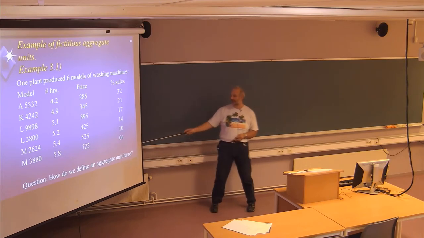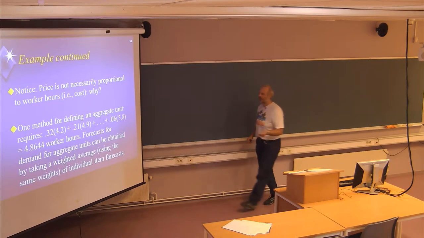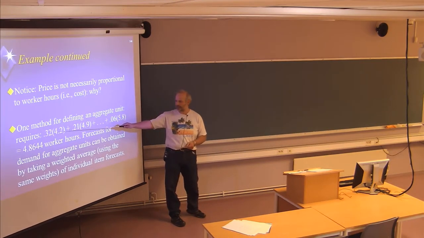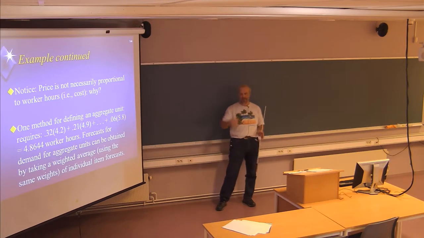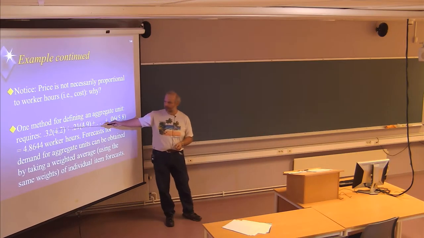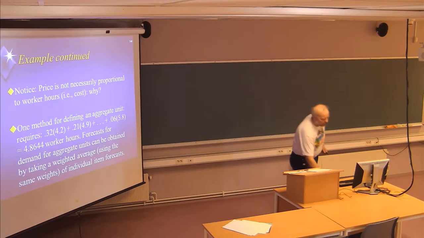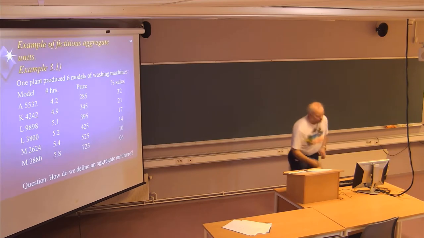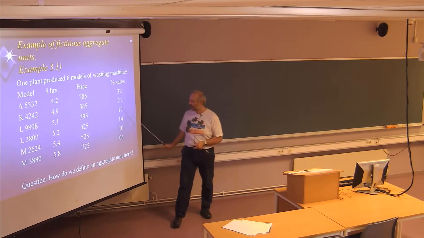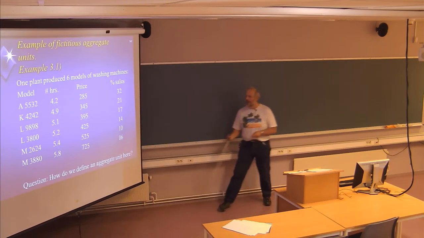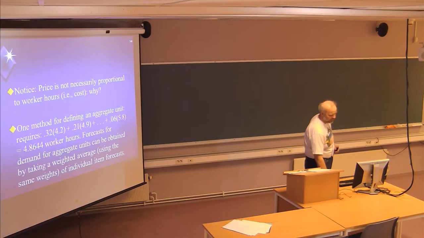So the question here: how do we define an aggregate unit? And the answer, or one possible answer, will be to look at the percentage and the number of working hours. So here, to create a forecast for washing machines, independent of types, we multiply 32% by 4.2, which is the number of working hours for that particular model. And 32% multiplied by 4.2, 21% multiplied by 4.9, 17% by 5.1, and so on. And then we will have created a fictional unit for washing machines, which can be used in forecasting and planning.